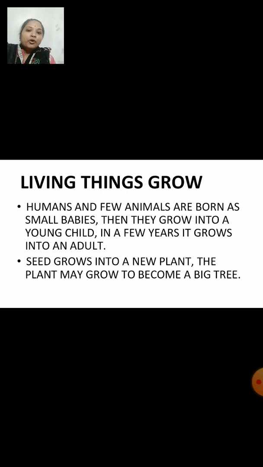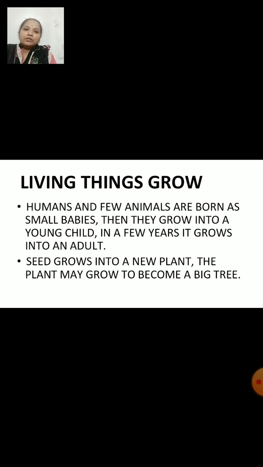Now, living things grow. Right. Human beings and a few animals are born as small babies, and a few birds and animals lay eggs from where the small ones come out. Then they grow into a big bird or an animal. Human beings grow into a young child, and in a few years into an adult.